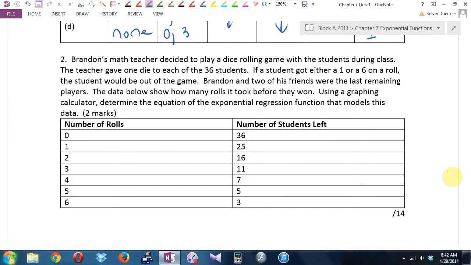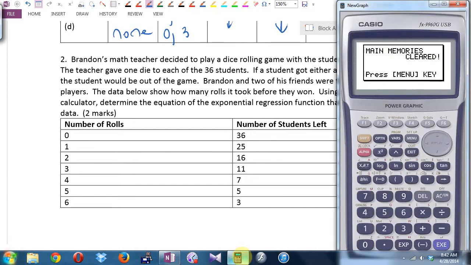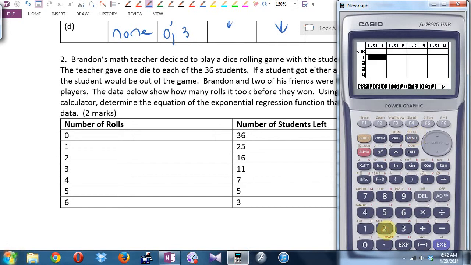And they're giving me data. The first thing I have to be able to do is enter the data. So for me, it's 0, 1, 2, 3, 4, 5, 6. And then with 0 goes 36, 25, 16, 11, 7, 5, 3. Did I make a typo at all? I hope not. Now let's actually read the question.